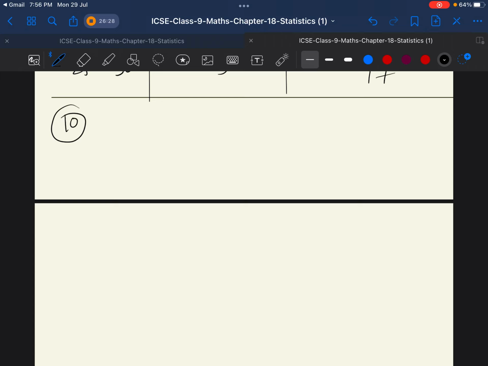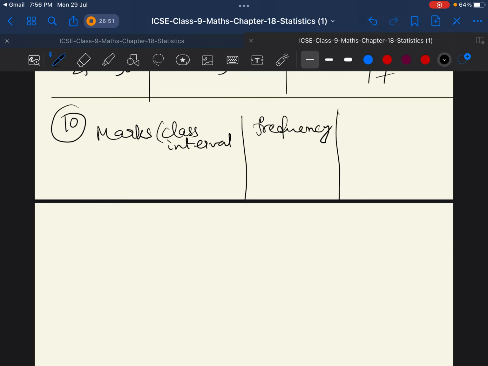Okay, now question number 10. Construct a frequency table from the following data. Here marks, okay, means this is the class interval and number of students means frequency, and also we have to find cumulative frequency.